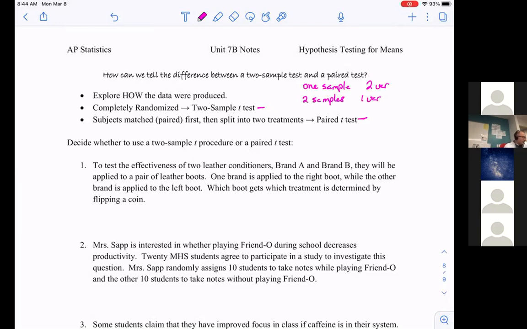So if we look at number 1, to test the effectiveness of 2 leather conditioners, brand A and brand B, they will be applied to a pair of leather boots. One brand is applied to the right boot while the other is applied to the left boot. Which boot receives which treatment is determined by flipping a coin. So this is the same individual, but we're going to have 2 different variables on the same set of feet. So that means this is going to be a matched pairs, okay?